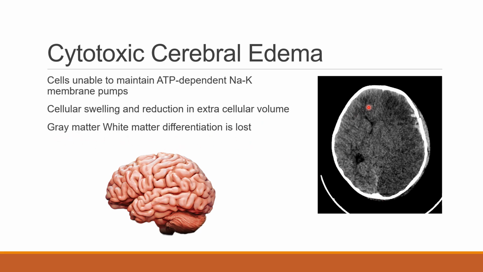Like you can see in this side, there is clear-cut distinction between gray matter and white matter, but on this side the gray matter white matter distinction is lost. This is due to cytotoxic cerebral edema. It mainly happens in cases like cerebral ischemia, or it can happen in DKA also.